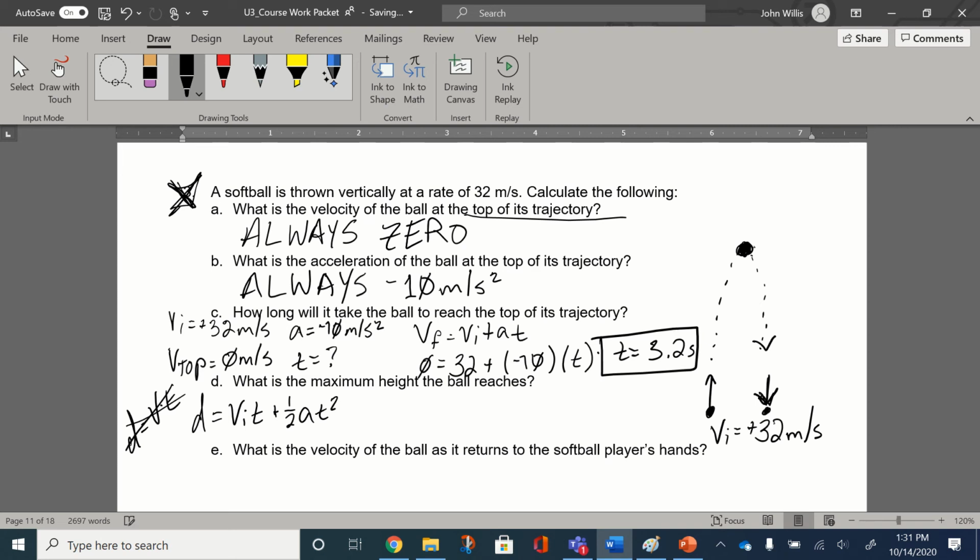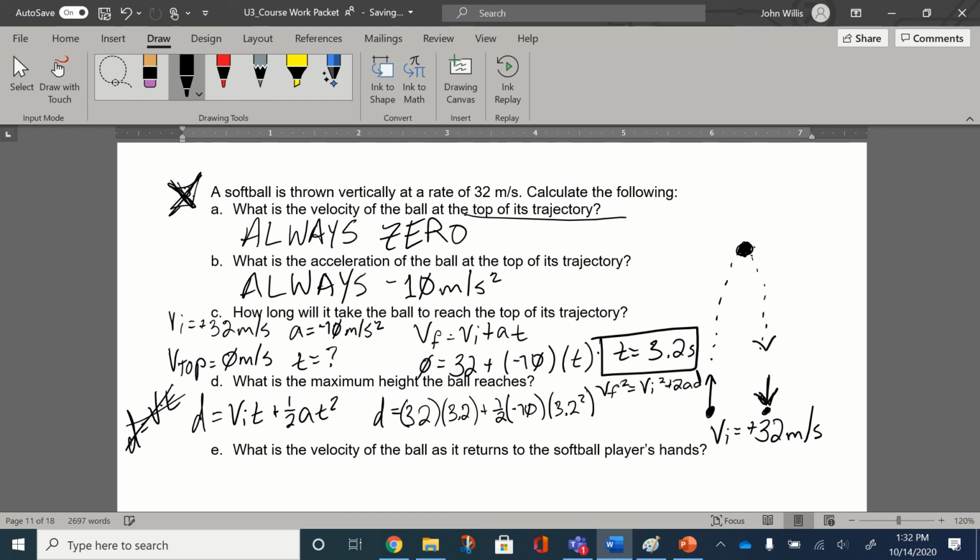Remember my good test-taking tip: if we messed up our calculation for time, then this might not be the best equation to use. You could also use vf squared is equal to vi squared plus 2ad. That one does not contain any information that you were not provided with, but I know I did this one right. So we're going to plug in everything that we know. We've got 32 multiplied by 3.2 plus 1/2 of -10 multiplied by 3.2 squared.